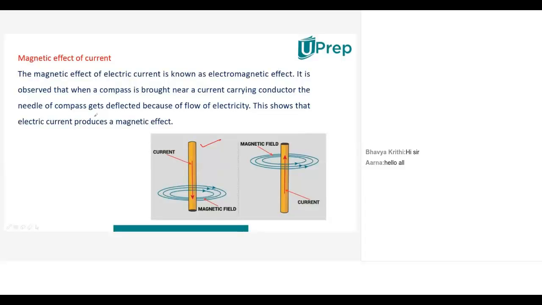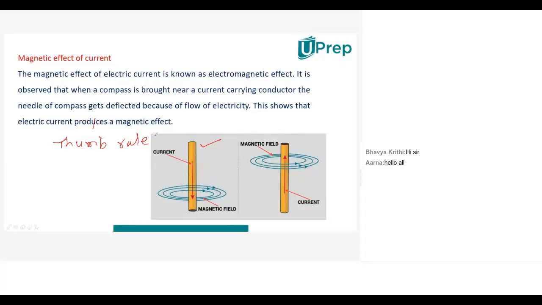Circles will tell us that around that particular copper rod, a magnetic field is produced. And the direction of that magnetic field can be known by one particular rule. That rule is called the thumb rule. By using the right hand thumb rule, we can find out the direction of the magnetic field, in which direction the magnetic field will be there.